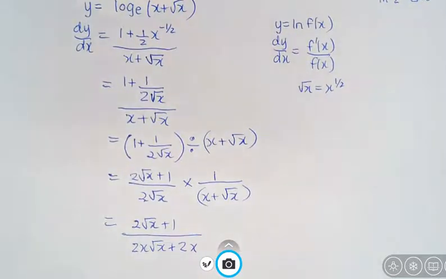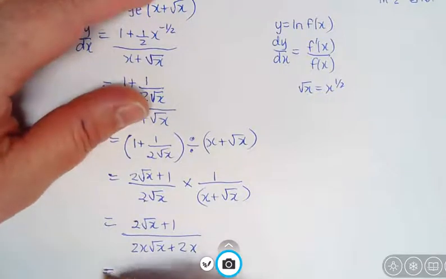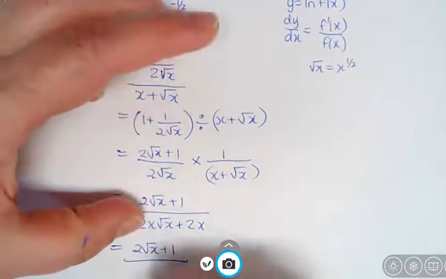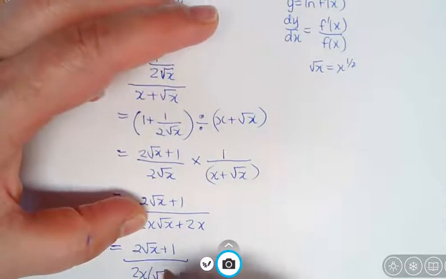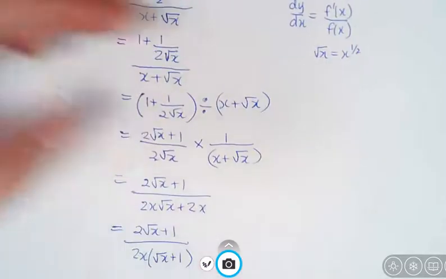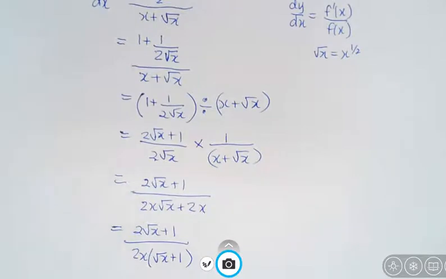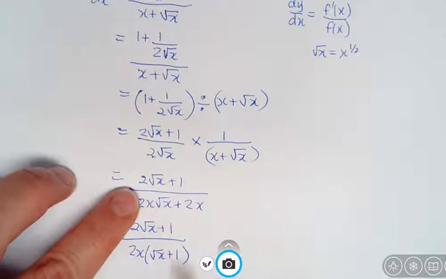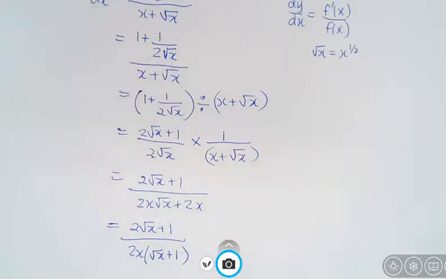Or if you want, you could factorize. It looks like I've got 2x as a common factor, and then root x plus 1. But again, there's no simplification from the numerator, so there's really no need. So 2x, common factor, root x plus 1. There'll be no cancellations there.